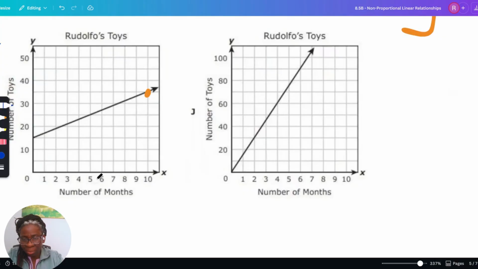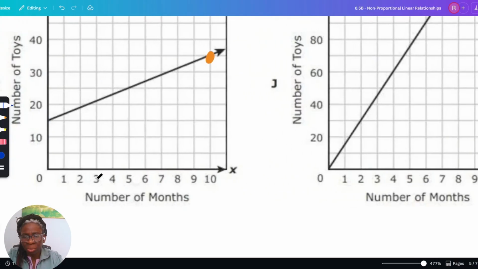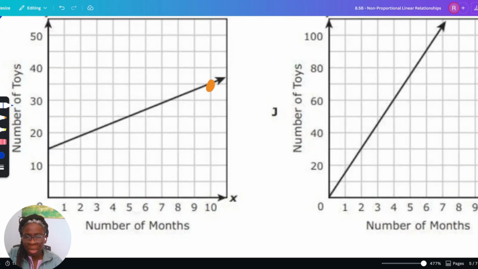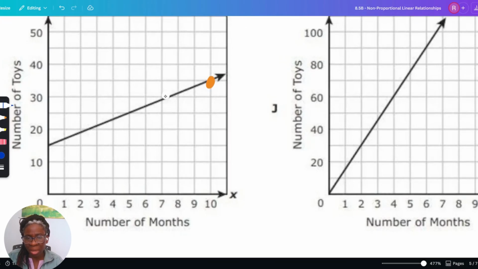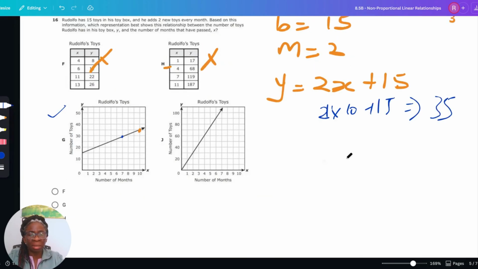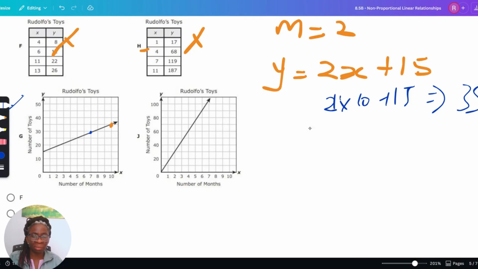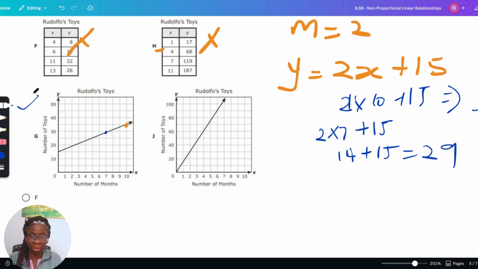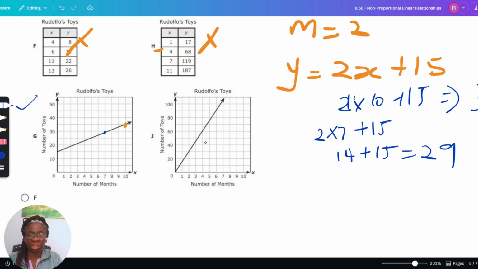But let's look for another point that we can trace out to find out the value of y. Okay, let's see somewhere here. Let's try 7. It will be less than 30 if you try 7. So when x is 7, we have 2 times 7 plus 15. That will be 14 plus 15, and that is 29. So we can say this is correct. But before we conclude that it is correct, let's take a look at J.